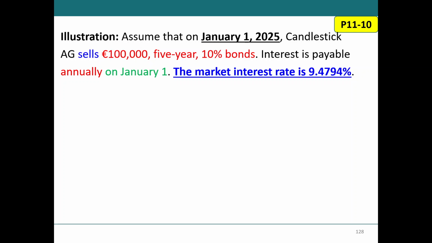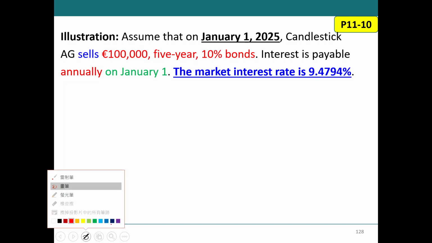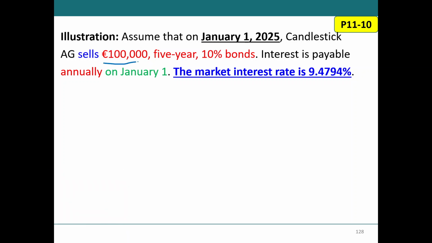Okay, so on slide 128, before you do anything, remember, the first thing is what? Figure out your products, right? So what's your product? First, principal, $100,000. Second, for 5 years. Third, your contractual interest rate. Last one, you pay interest annually on January 1st, okay?